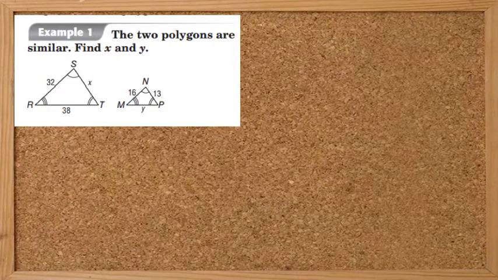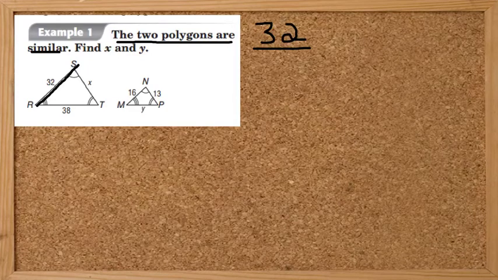So we know that they're similar. It tells us right at the beginning of this problem that these two polygons are similar. So we notice we have a number here for SR. That's 32. I'm going to put that over its corresponding side, MN here, which is 16, which we'll notice just reduces down to 2/1.